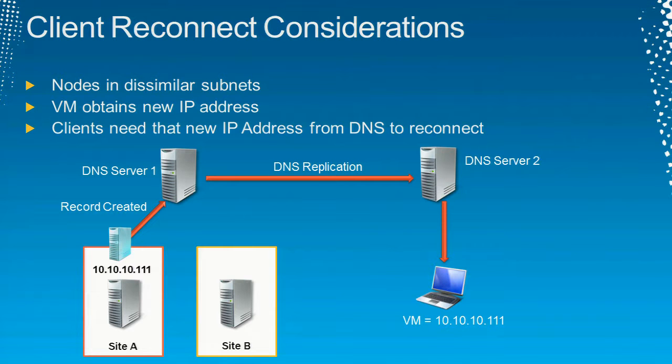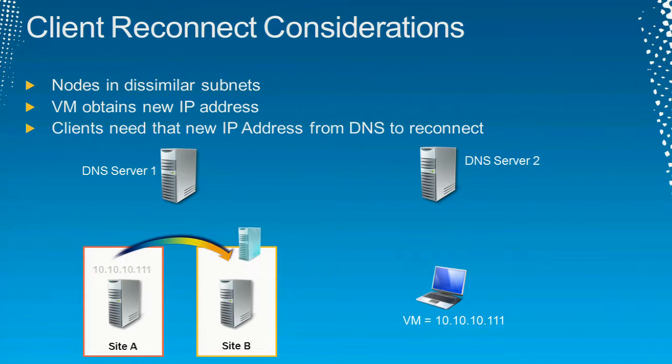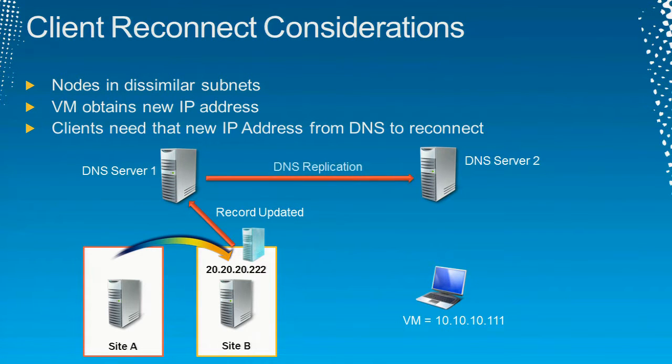After the replication happens, the client who is dependent on DNS server 2 should be able to get the IP address. What if this VM moves to site B, which has a completely new IP address, 20.20.20.222? The IP address gets updated on DNS server 1. It goes through the same replication. It could be about another 15 to 30 minutes. The record gets updated with the new IP address.